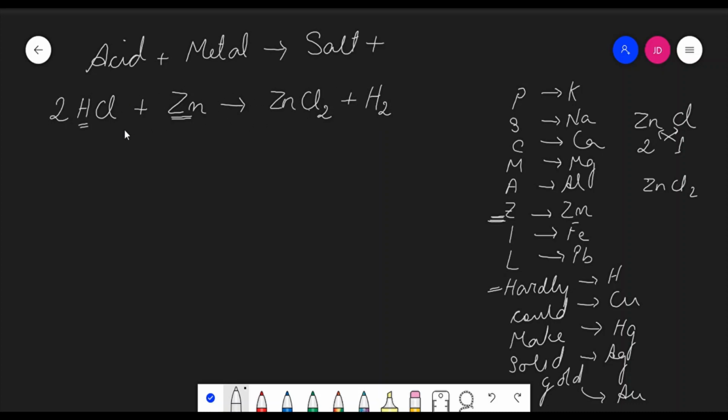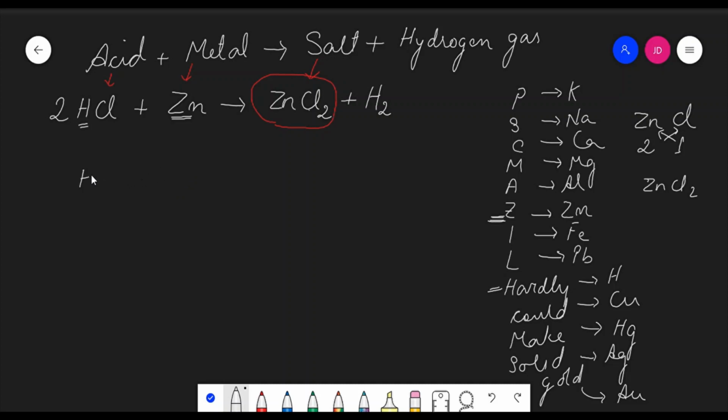So what we got here is, HCl is the acid, Zn is the metal, and we're getting something called ZnCl2 or zinc chloride. This zinc chloride is called the salt. And what are we getting here? Other than salt, we're getting H2. And what is H2? Hydrogen. Whenever I put 2, it means it is in the form of gas. That means acid will react with metal to give salt and hydrogen gas. You can try this with any kind of acid, any kind of metal.